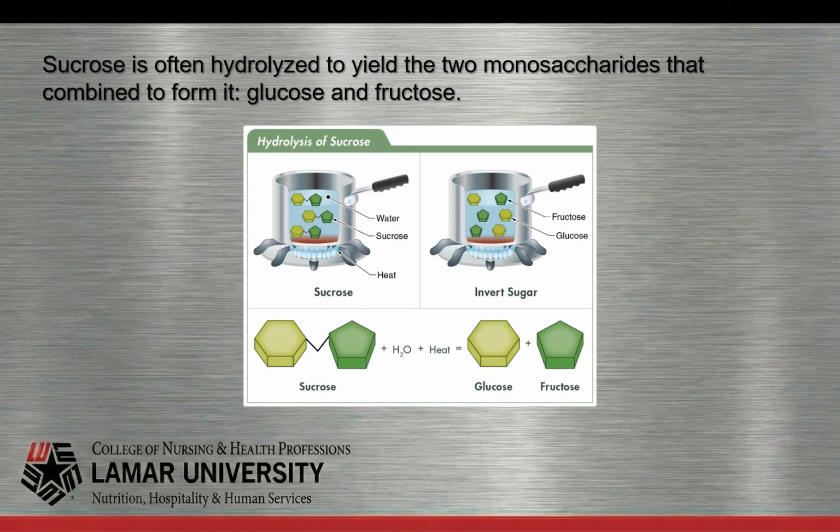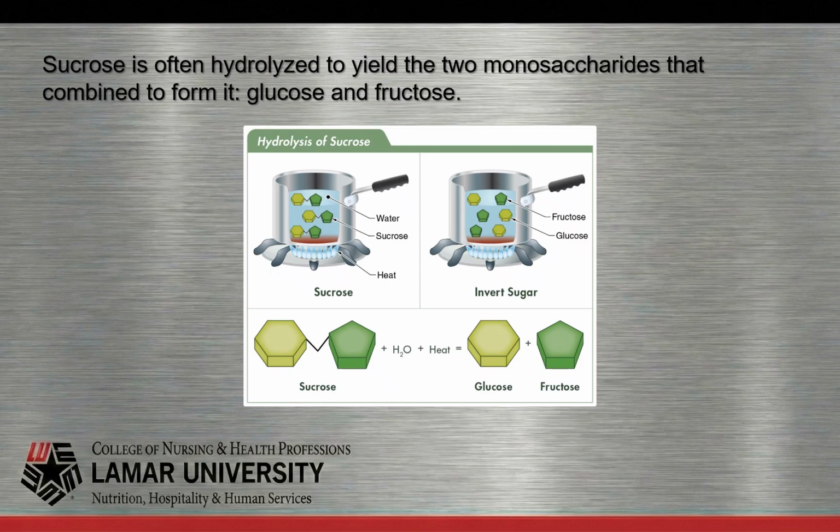Hydrolysis is the process of splitting a substance into smaller parts by the addition of water. Enzymes, acids, and heat can be used to help speed the process of hydrolysis. When it is hydrolyzed, a polysaccharide or disaccharide is broken down into simpler sugars.